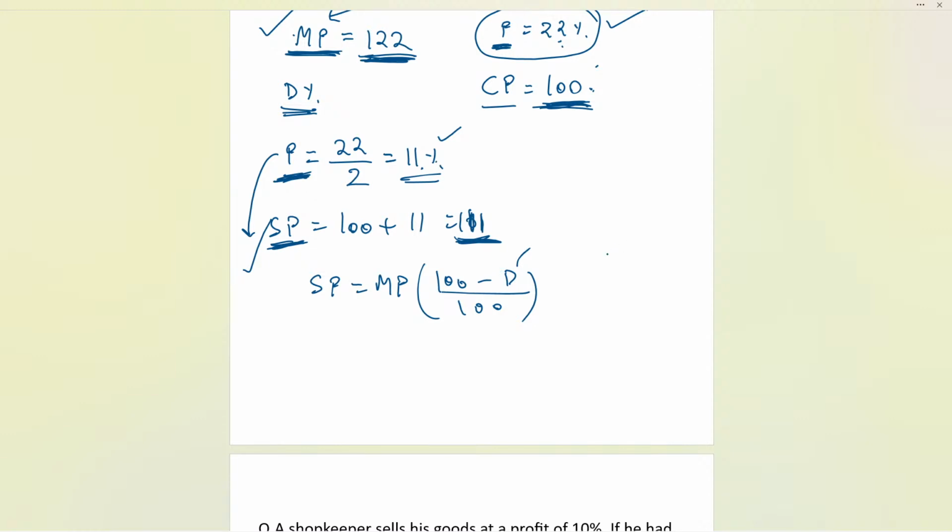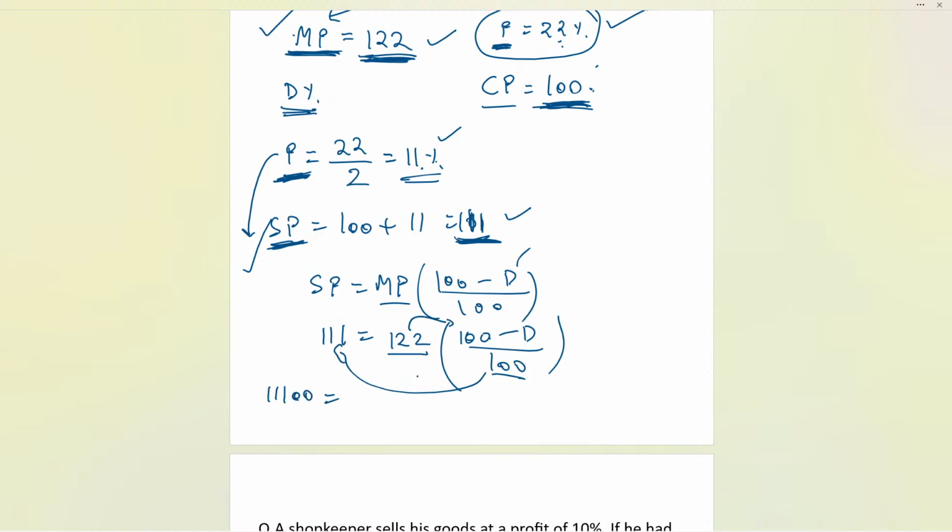To find D, let us put in the different values. 111 is the selling price. What is the mark price? 122. Next we have (100 minus D) by 100. Now, let us try to solve it. 100, take it on the other side, it will be 11100 equals, now multiply this inside the bracket, 12200 minus 122D.